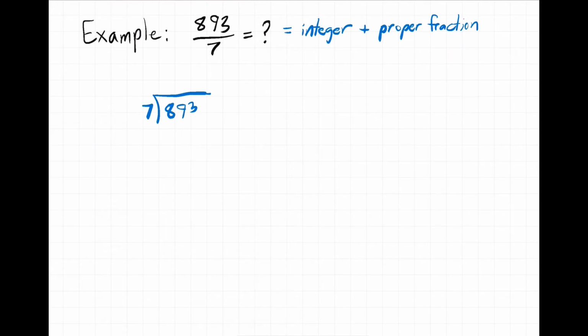So long division is just a way of allowing us to subtract multiples of 7 from 893 in a way that lets us keep track of how many multiples of 7 we've actually subtracted at any one time. The first question is, how many times does 7 go into 8? Well, it goes in 1 time. Now really, that's not an 8, it's an 800. So 7 goes into 800 about 100 times, but we'll get to the rest of the digits later on.